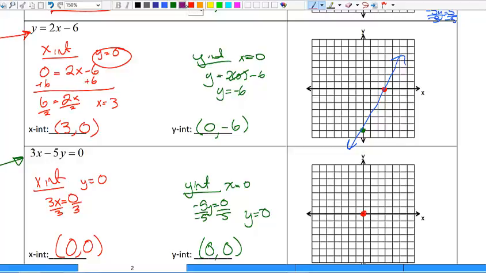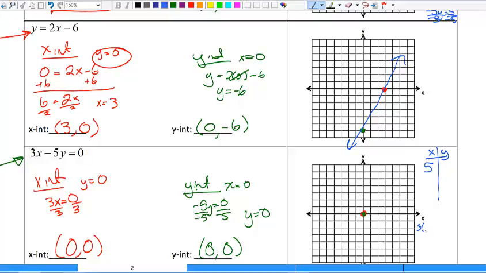But what happens here is when you plot these 2 points, they ended up being on the same point. We need 2 unique points in order to graph a line. So I am required, in order to graph this, to have another point. Any point will do. I'll go ahead and try 5 again.